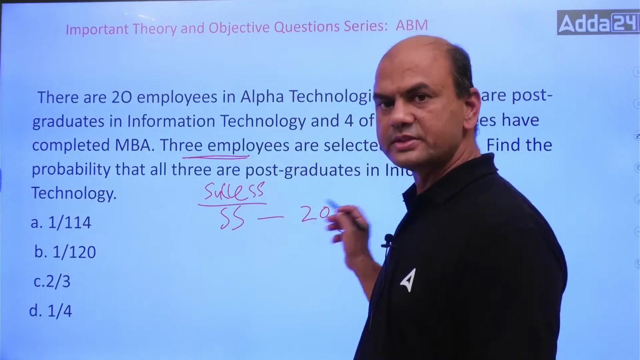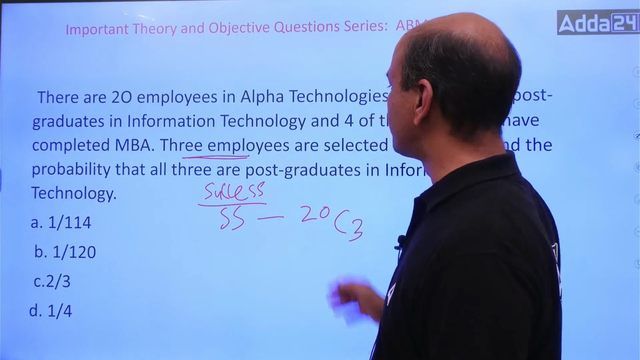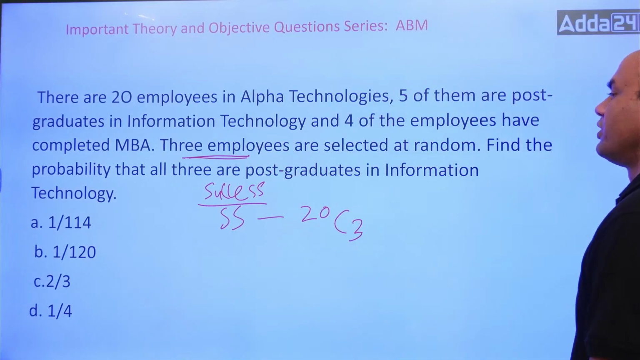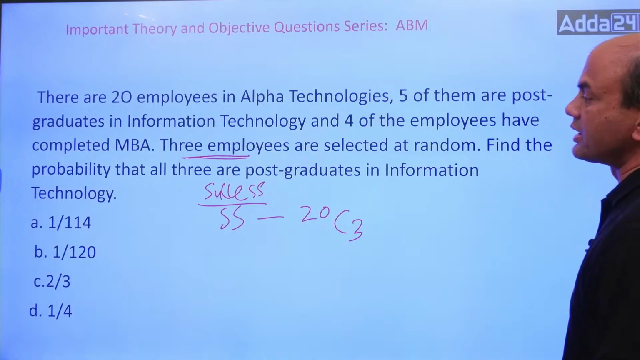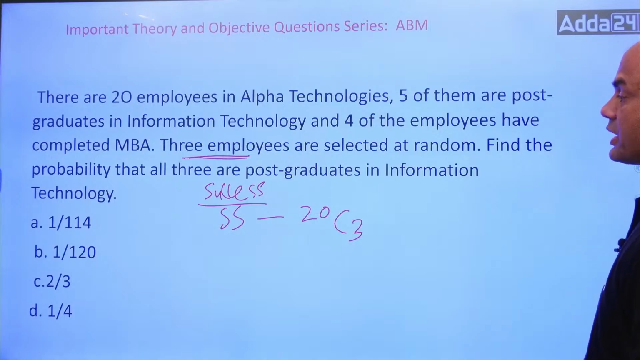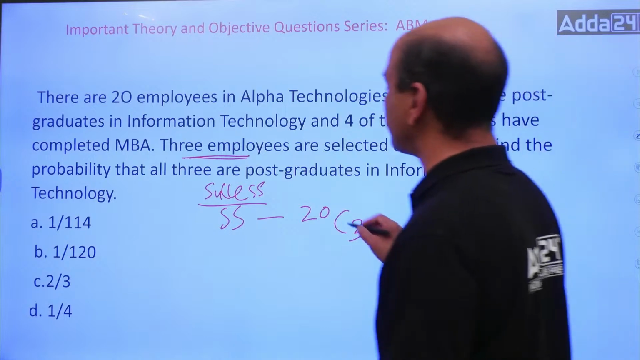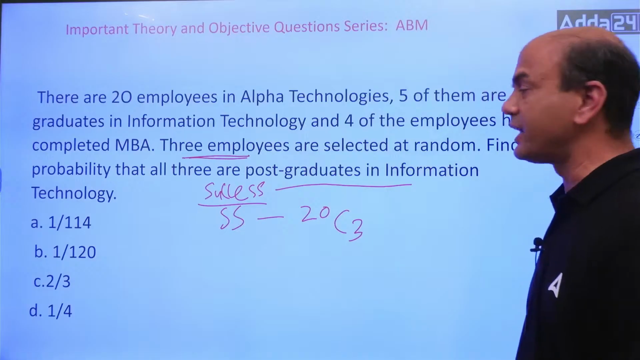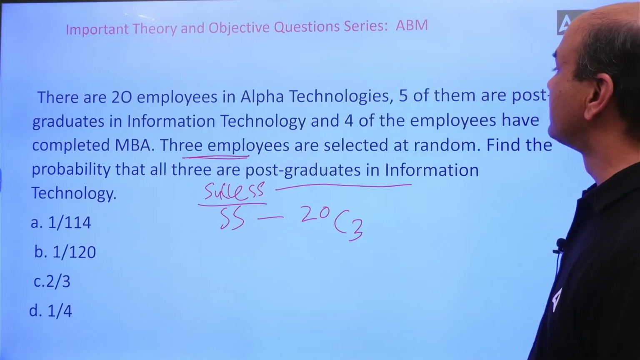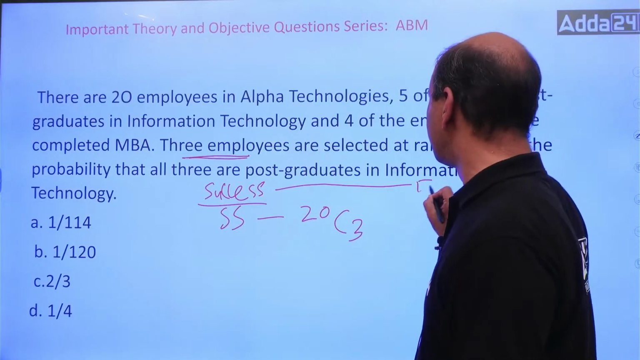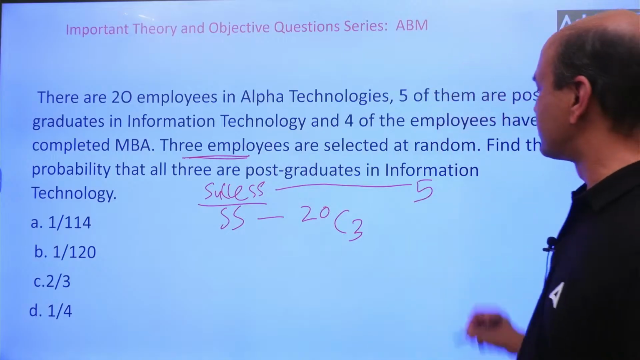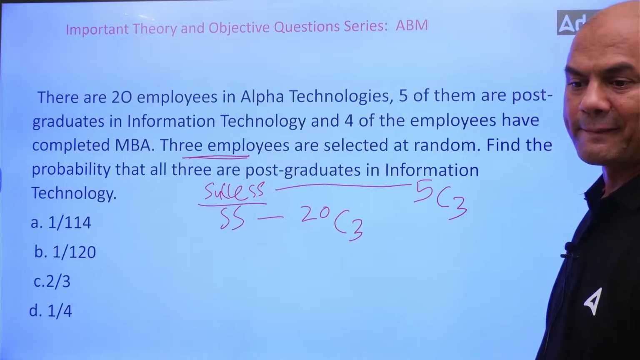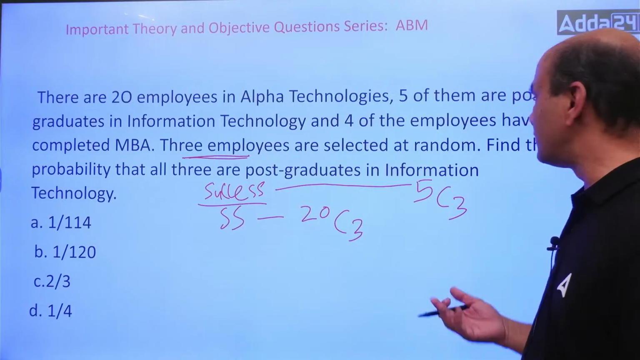Out of 20, you have to select 3. So 20C3. Now what do you want? What is the success? Find the probability that all the 3 postgraduates are postgraduates in IT. So success means you want IT guys only. How many IT guys are there? 5. So out of 5, you want all the 3. So out of 5, you have to select 3. So this is your success. So solve it.